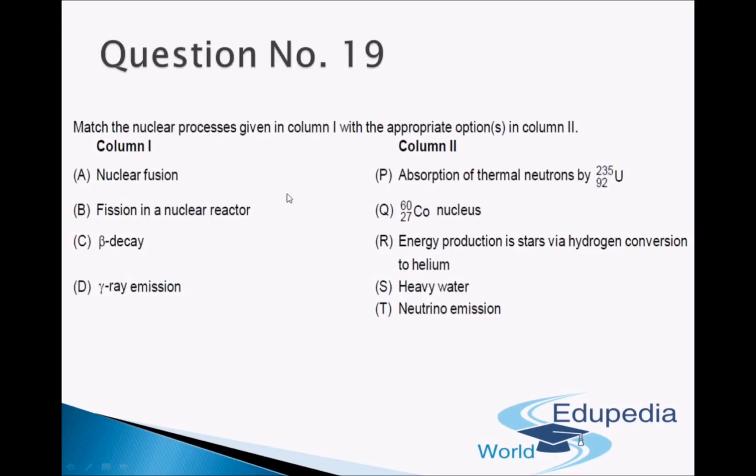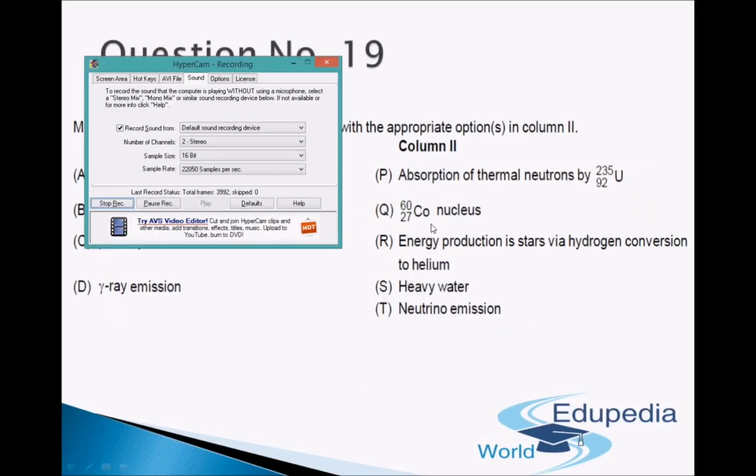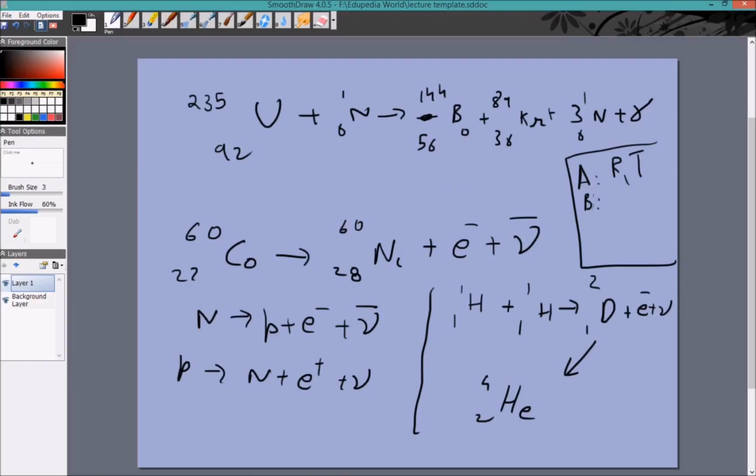Option B, fission in a nuclear reactor. In that case, that is what happens. There is an absorption of thermal neutrons by 235. That is how nuclear fission happens. And you do need to know the mechanism of a nuclear reactor, and it does involve heavy water. There is no nuclear fission in cobalt nucleus, and there is no neutrino transmission in nuclear fission. So the answer for option B will be P and S.